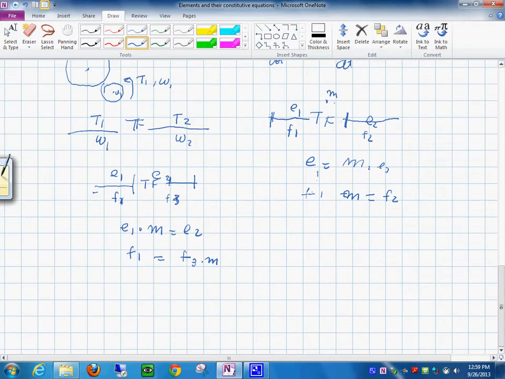Now we need to do it for the gyrator elements. Gyrator elements are like transformers, but instead of relating effort to effort, they relate flow to effort.